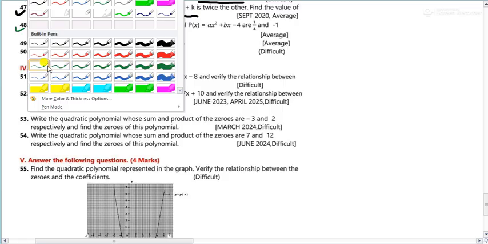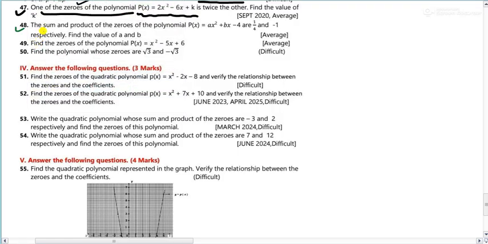Okay, you can just see they have given the sum and the products of the zeros of this polynomial. So I'll write here. Can you see whatever I am writing? Okay, so this is the polynomial ax square plus bx minus 4.